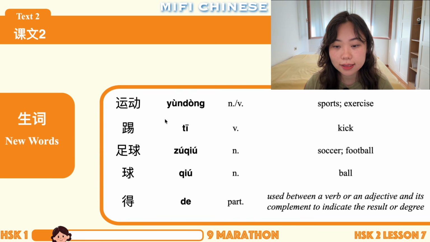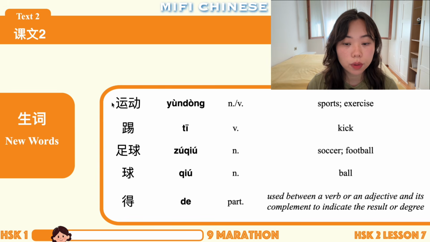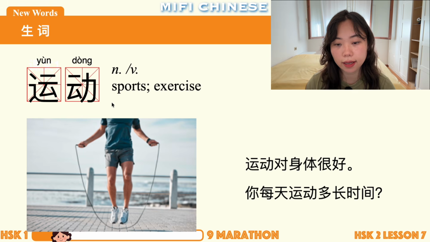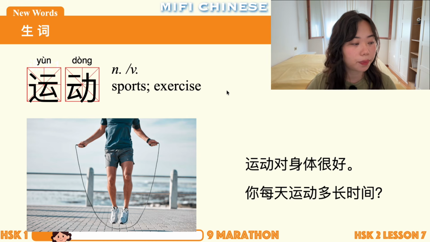All right, let's see the new words. You can read after me. 运动, 踢, 足球, 球, 得. Okay, let's see. First one, 运动.